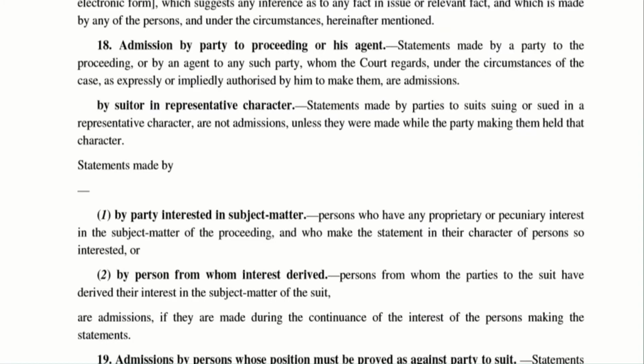Now, let us move to the next aspect. The first one is by party interested in subject matter. Let us take an example. Father is holding a property. There was a will written by his father. He is stating that my son A will hold the property and then he will hand over the property to my grandson. That is the will he has written. So, based on that, the father is holding the property.